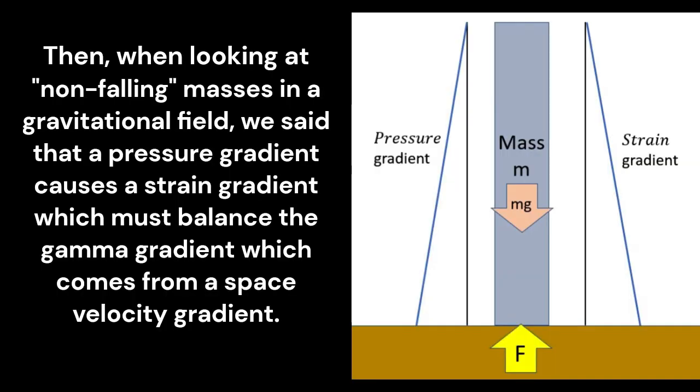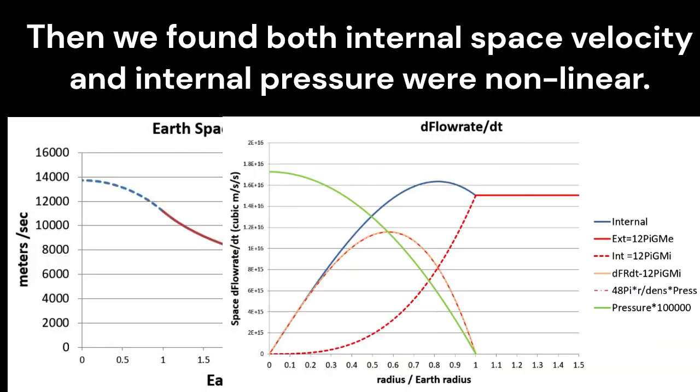Then, when looking at non-falling masses in a gravitational field, we said that a pressure gradient must cause a strain gradient, which is required to balance the gamma gradient, which comes from a space velocity gradient. All of that so that the energy within each particle returns to its original position instead of falling, instead of dropping to a new position. Then we found that both the internal velocity of space and the internal pressure were nonlinear functions of the radial position inside the Earth.